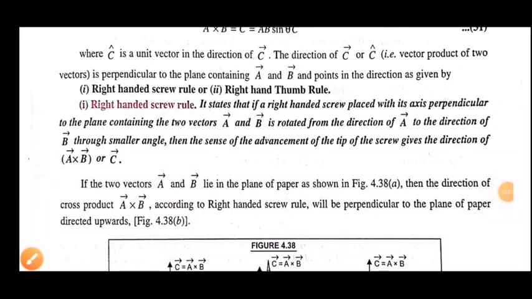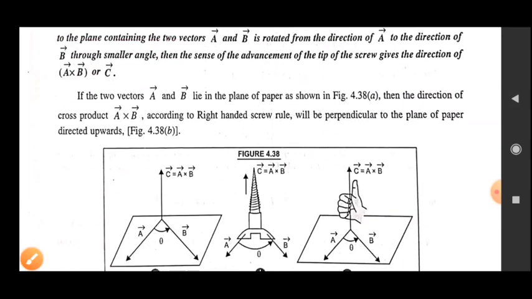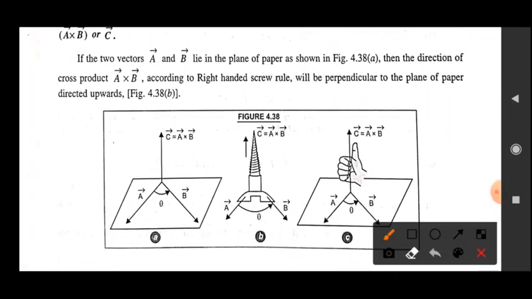Students, you will see now the direction of vector c, which is equal to a cross b. That direction is given by two rules: the first is the right hand screw rule, and the second is the right hand thumb rule. Let's see what the right hand screw rule is. It states that if a right handed screw is placed with its axis perpendicular to the plane containing the two vectors a and b, and is rotated from the direction of a to the direction of b through the smaller angle, then the sense of advancement of the tip of the screw gives the direction of a cross b, or c. For this you just have to see this figure.